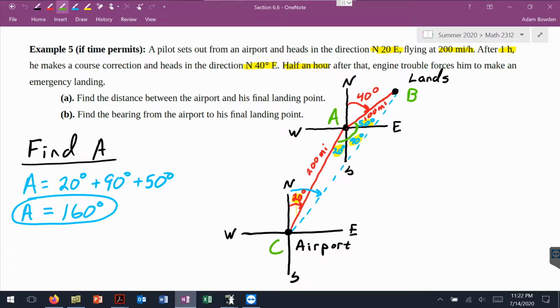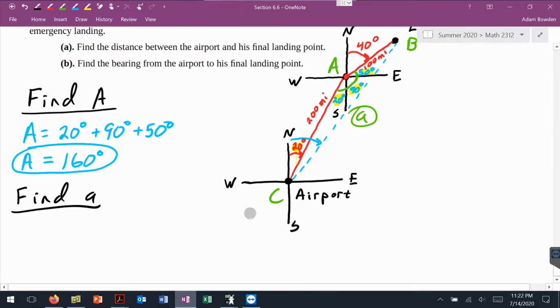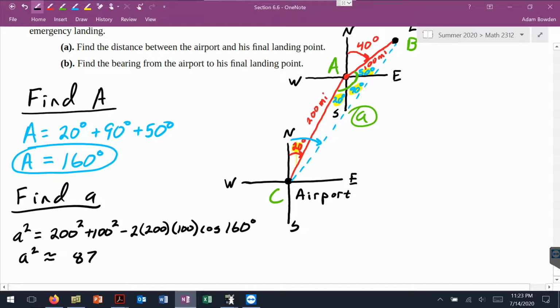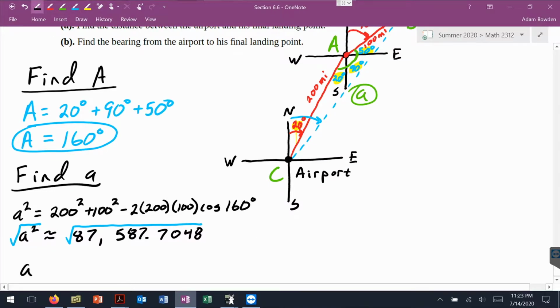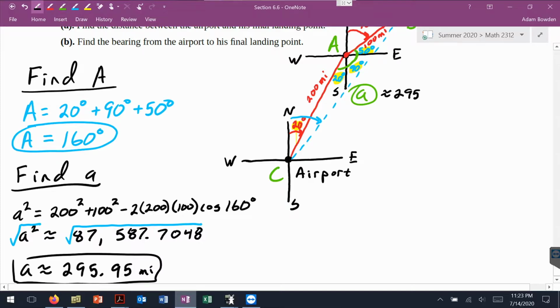Okay, so what I like to find is side A over here. That's the distance between the airport and where it lands. So in order to find A, we're going to use the law of cosines. So A squared is equal to 200 squared plus 100 squared minus 2 times 200 times 100 cosine of 160 degrees. So what I got out here was A squared is approximately 87,587.7048. But we take the square root of all that, and we get that A is approximately 295.95 miles. Okay, so from where it started to where it landed, that's approximately that much distance there.